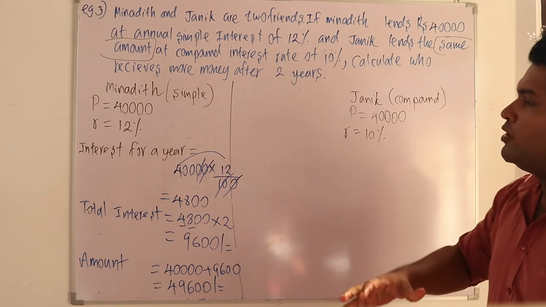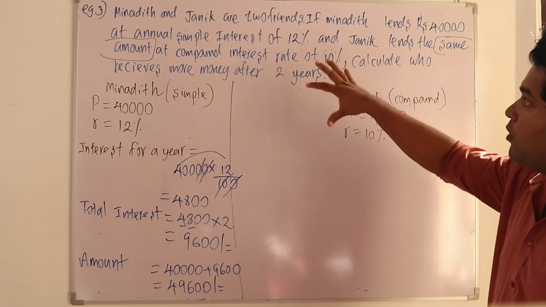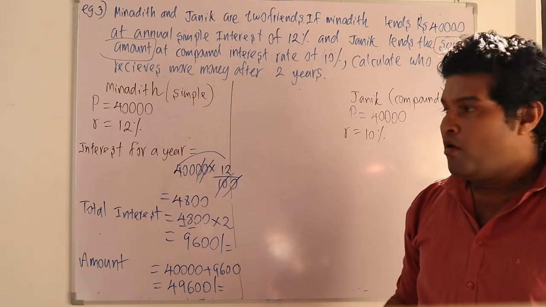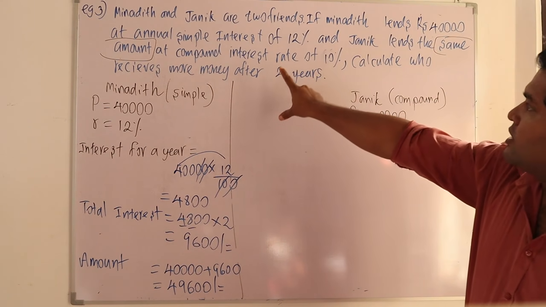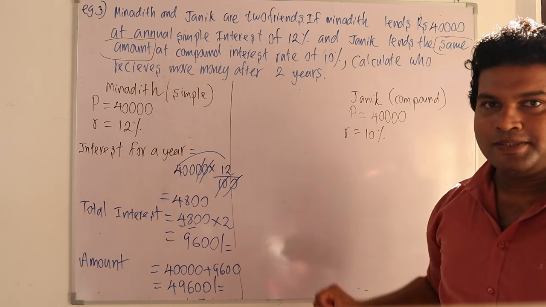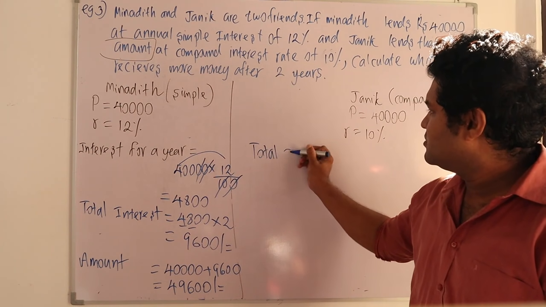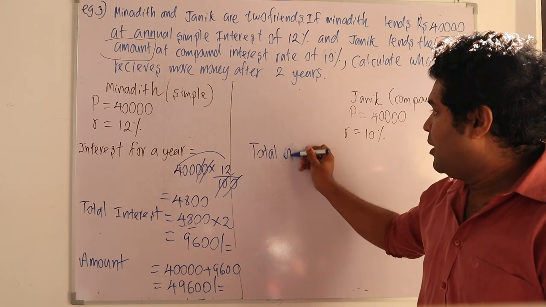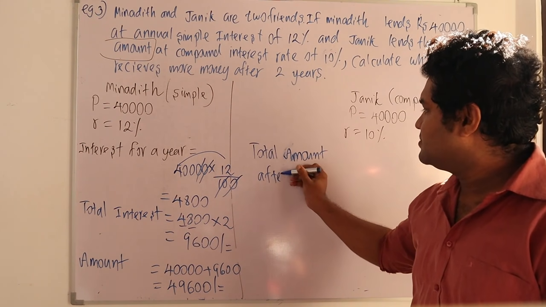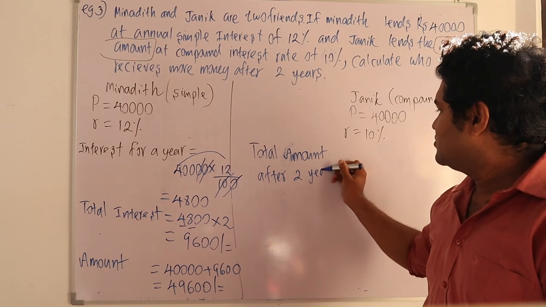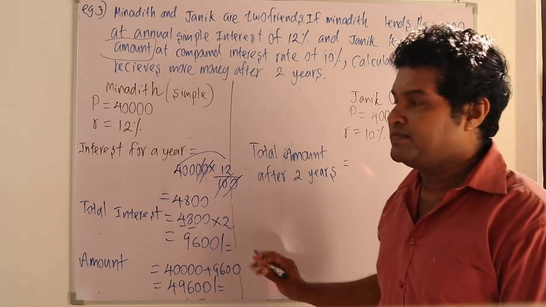Then we have to follow the short methods that we know, right? They don't ask about the compound interest directly. What's the better method to do this? We know this loan is ending after 2 years. Then we can easily find the total amount after 2 years. This is what Janik receives.